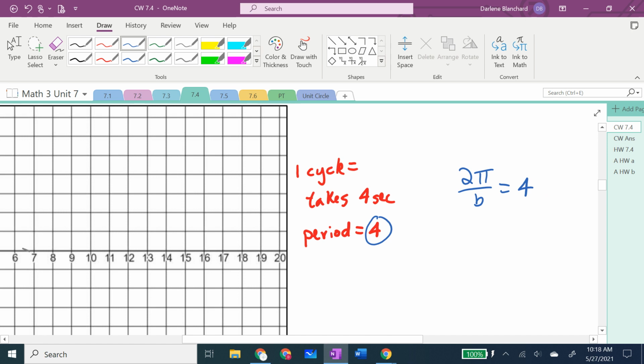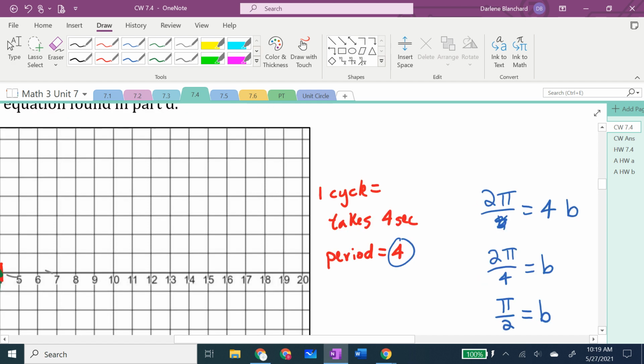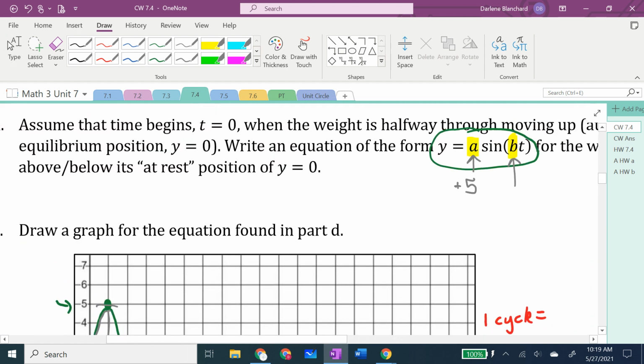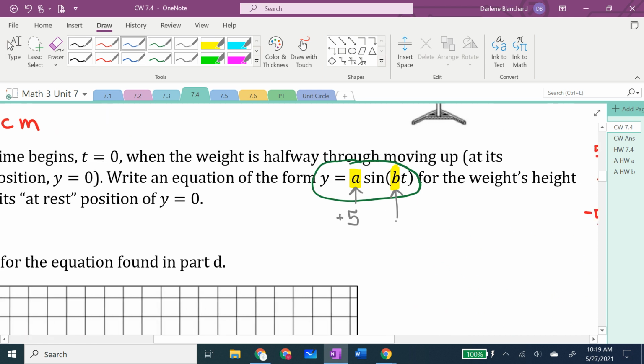Now, if I want to solve for b, I can multiply the b over to the right side, and then divide by 4. And simplify. That simplifies to pi over 2. That is the b that goes right here.